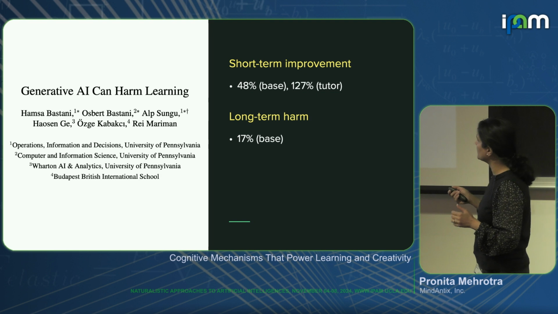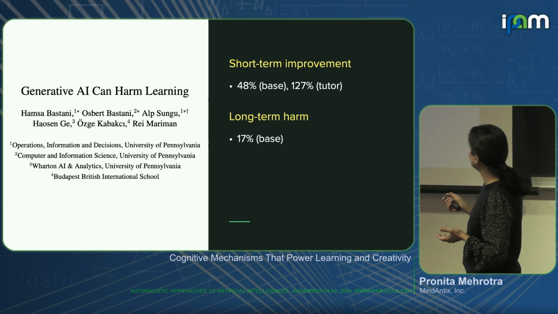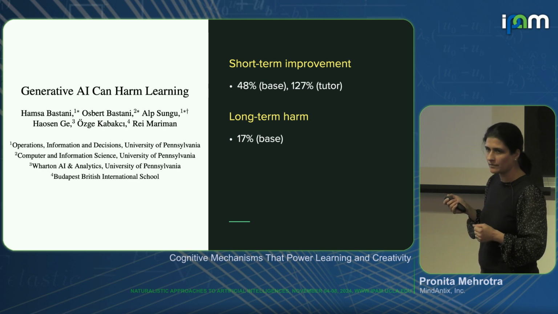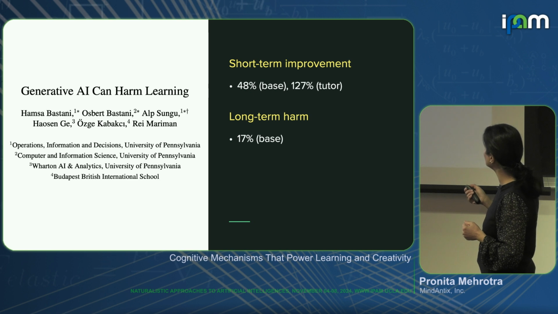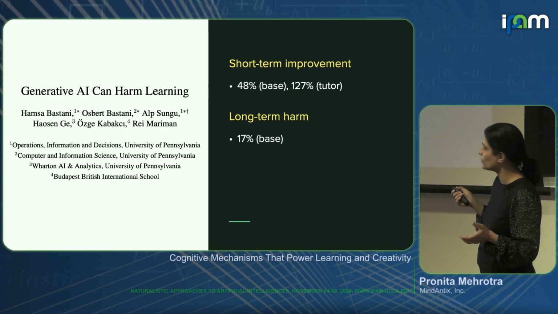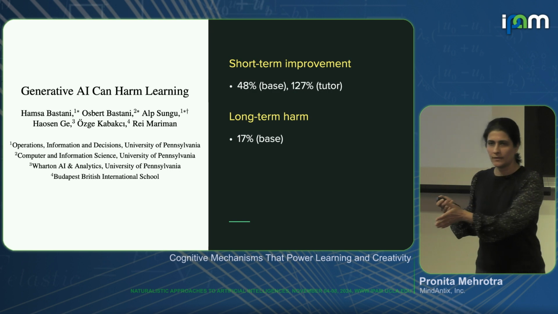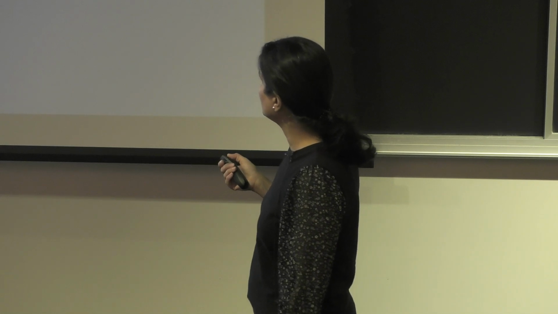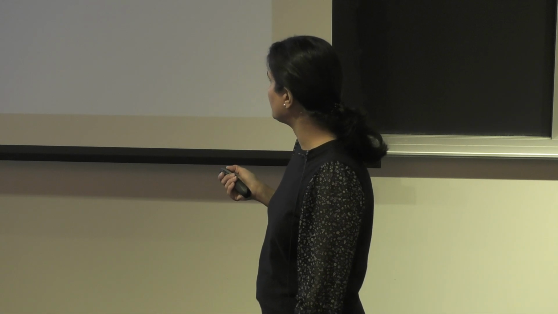So they found that in the short term, the improvement was pretty good. All the kids who were using AI in any form showed very quick performance improvements, 48% and 27% compared to the control. But then when it came time for the exam in the second phase, the kids who were using any form of AI actually performed worse. The base was 17% worse than the kids who had not used AI at all. And the tutor mode didn't really significantly harm, but it also had no effect.